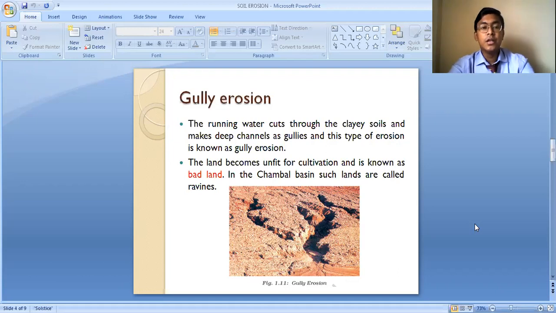This type of gully erosion is common almost throughout our country, but it is more prominent in areas where the land has a gentle slope. In the Chambal River Basin region, this kind of gully erosion is especially common. So gully erosion takes place when running water flows through small channels, cuts down the land or soil, makes small channels, and carries away the topmost layer of the soil.